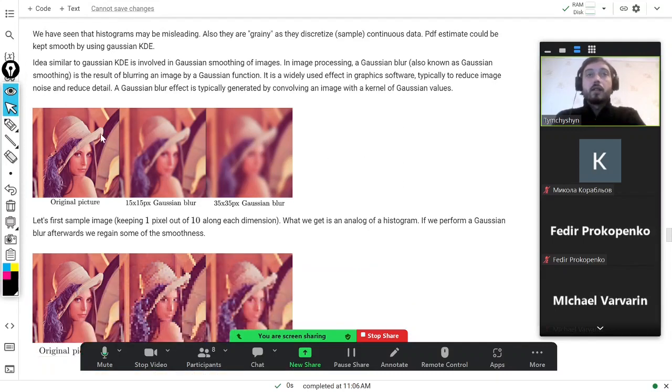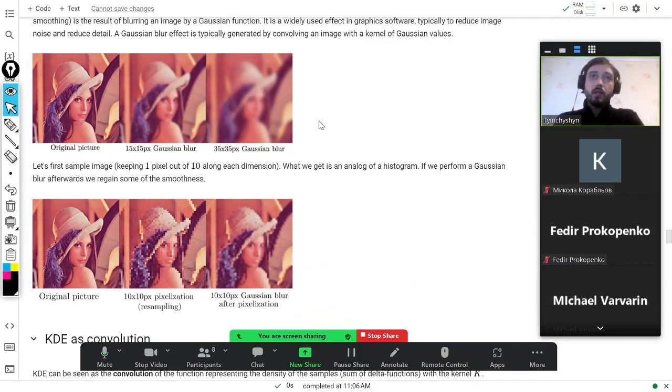So here is an example of an image that is processed with the Gaussian kernel, and I'm getting some results just by convolving it with the Gaussian kernel. Here is the original picture, and here are results by convolving it with a 15 by 15 Gaussian kernel and 35 by 35. So you might see that it gets really blurry.